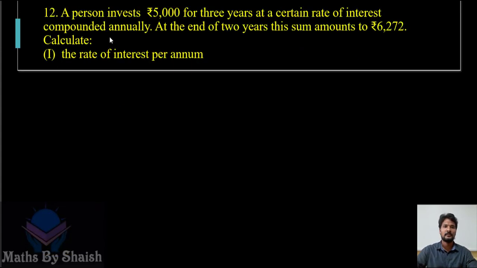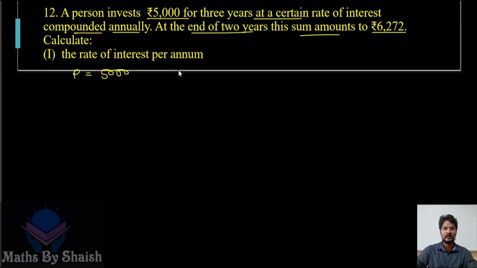Here's the 12th question. A person invests 5,000 for 3 years at a certain rate of interest compounded annually. At the end of 2 years, this sum amounts to 6,272. Calculate the rate of interest per annum. So it says that P is given as 5,000, the initial amount.